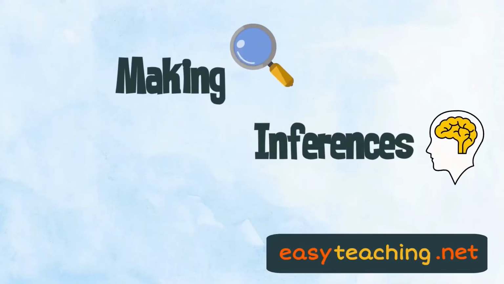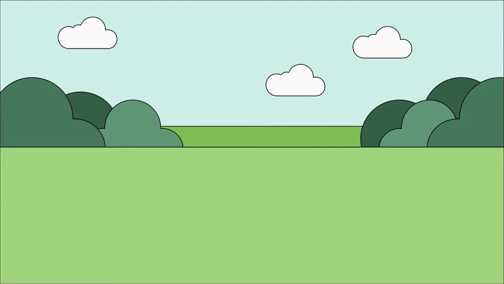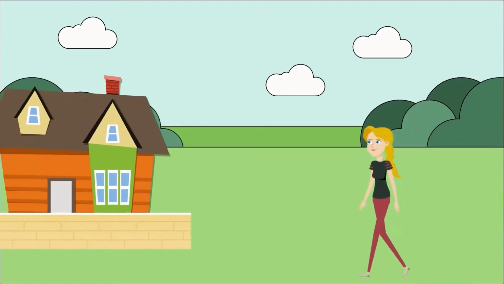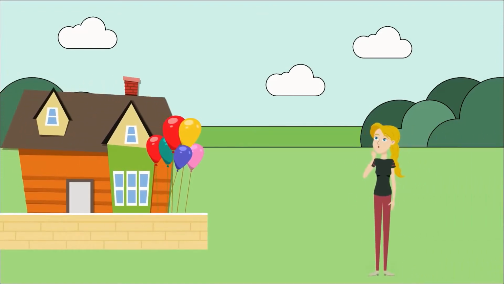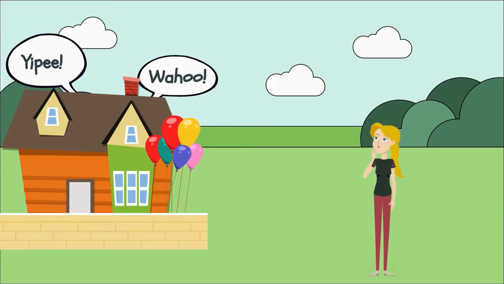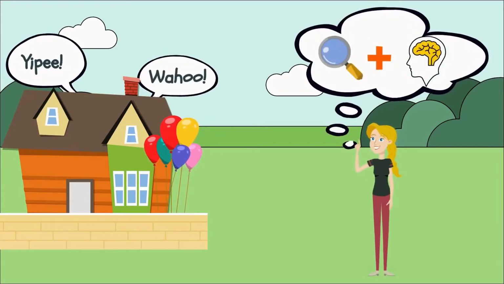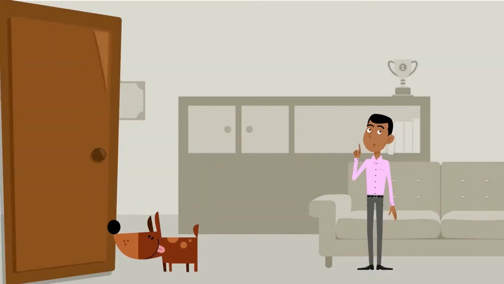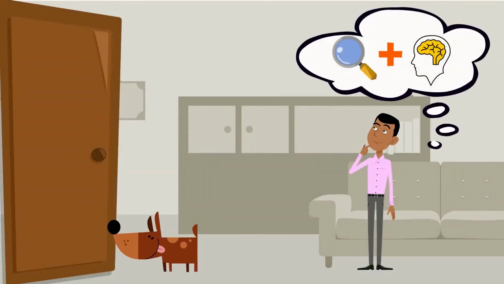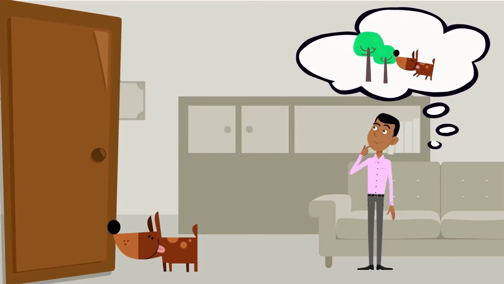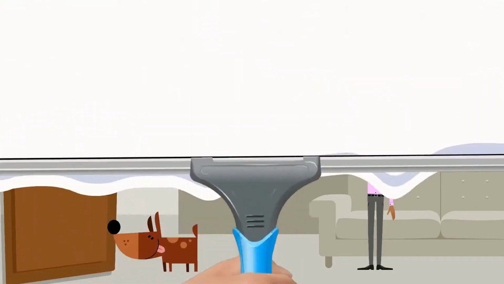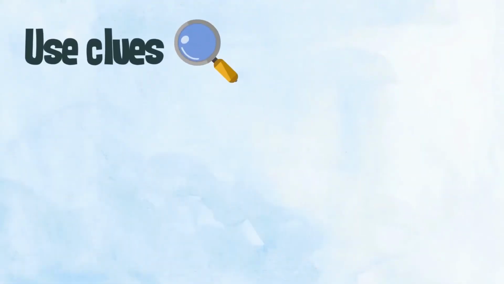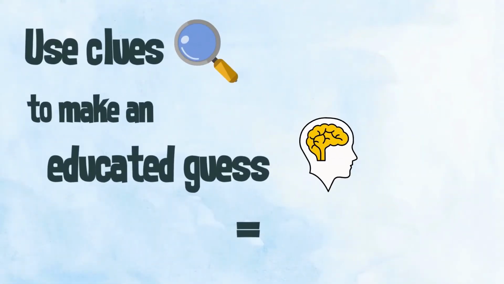Making inferences. We make inferences every day. For example, you might see balloons tied to the fence of a house and hear the sound of excited children and infer that there is a birthday party going on. Or you might notice your dog whimpering and sitting by the door and infer that it wants to go outside. When we use clues to make an educated guess, we're inferring.